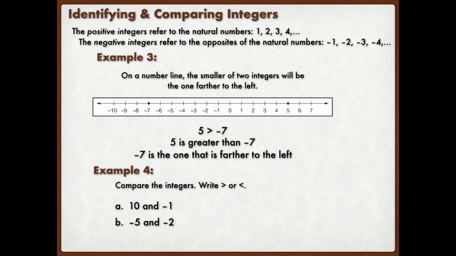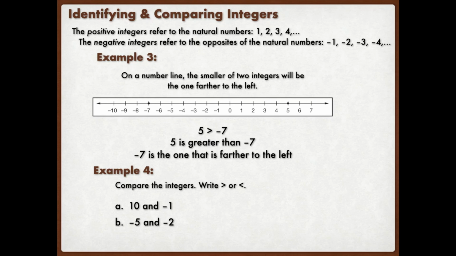So let's look at example number 4. Let's compare the integers. Please write a greater than sign or a less than sign. 10 and -1. And then letter B, -5 and -2. So go ahead, pause this, and then let's take a look at the answers.